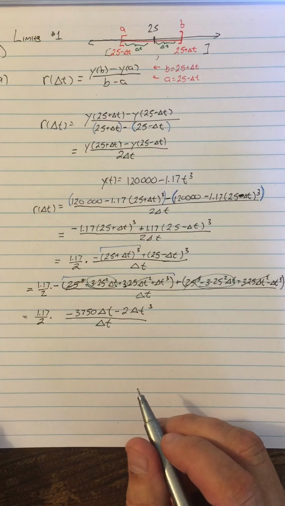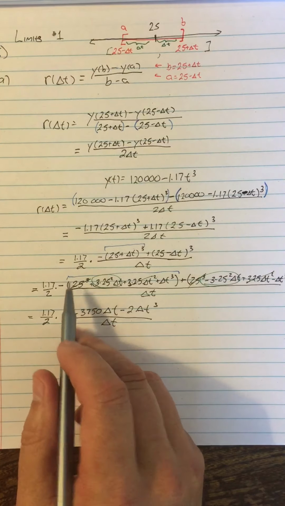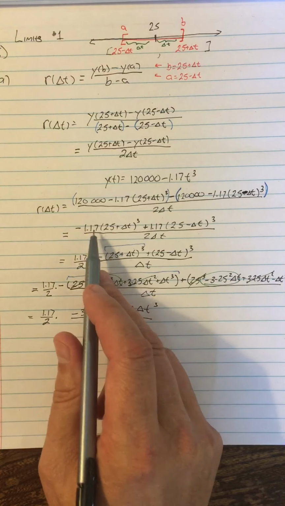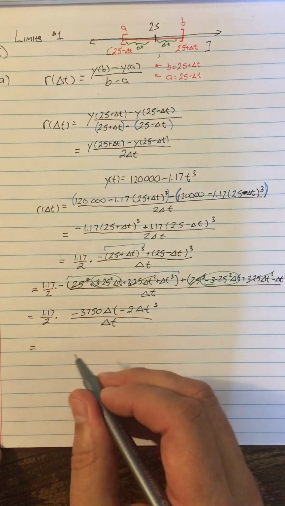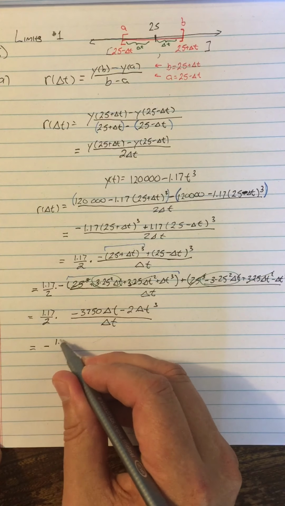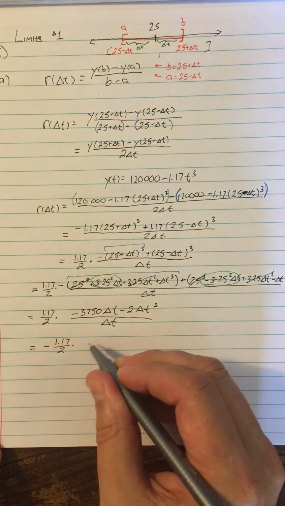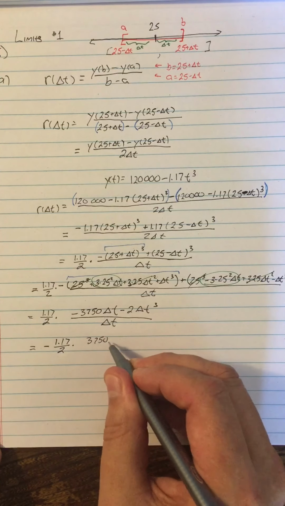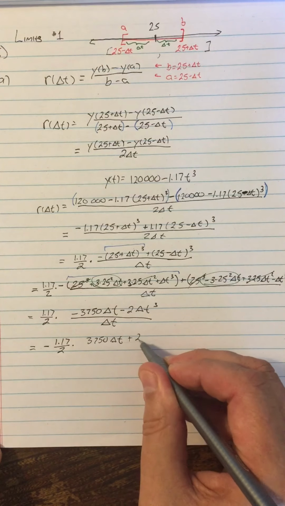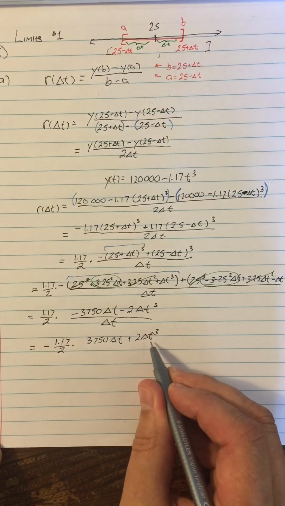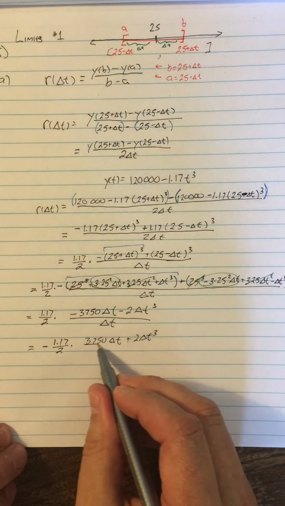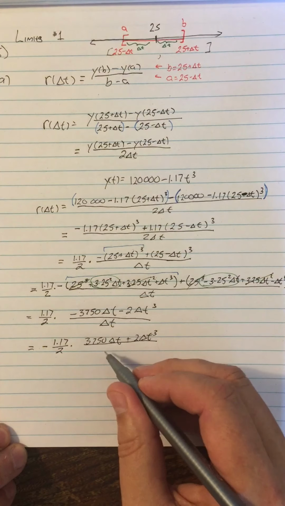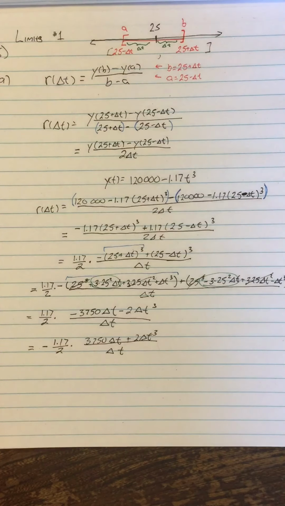I could make it a little bit nicer. Like I mentioned before, maybe it would have been nice at the beginning, instead of just factoring out 1.17, to factor out negative 1.17. That'll make it nicer here, where I can go negative 1.17 over 2 times 3750 delta t plus 2 delta t cubed, remembering that delta t cubed means delta t is one variable and I'm cubing it, so it's not equal to delta cubed t cubed or anything like that. And my denominator is delta t. All right, so that now is my simplified expression.